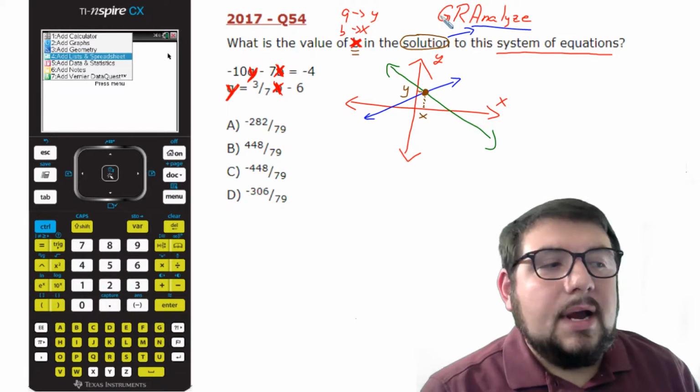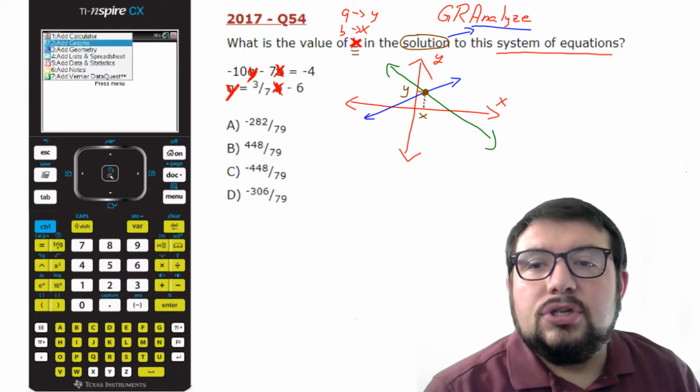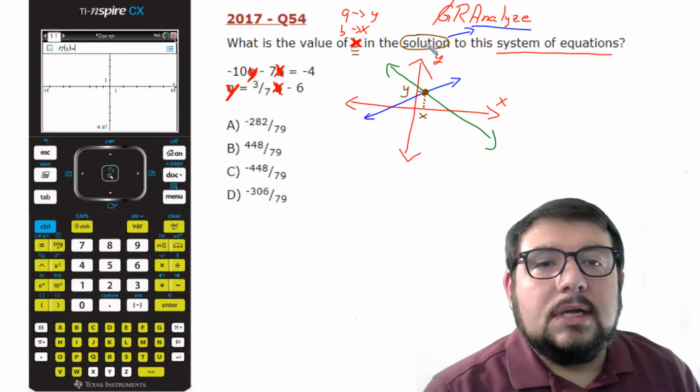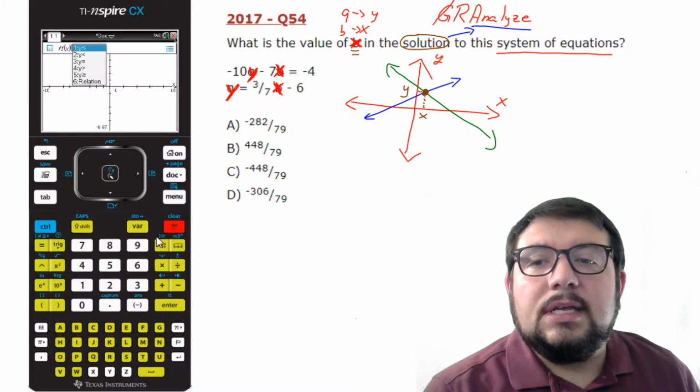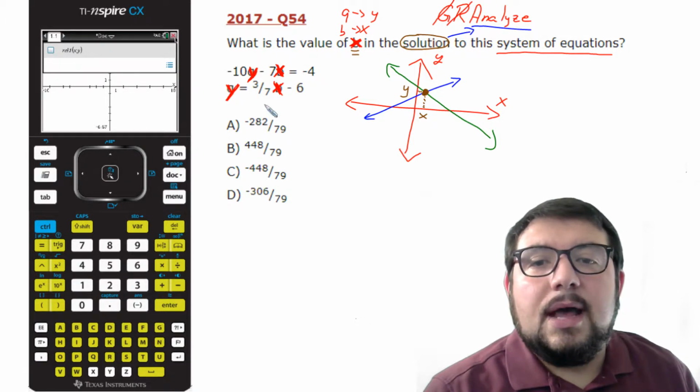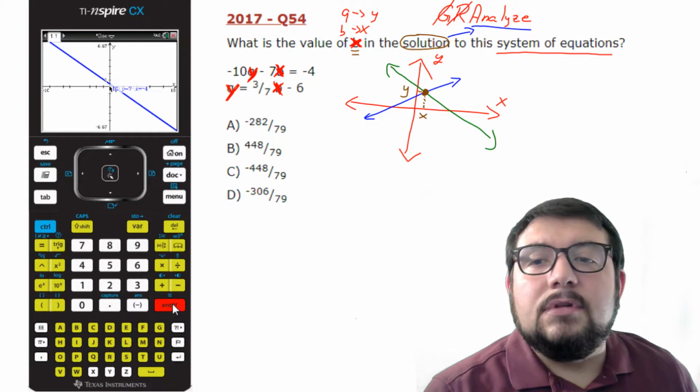The G in GRA stands for graph, so I'm going to go to number 2 for graph. Okay, so that's the G. The R is relation, so delete and put 6, and that's relation. Now I'm going to copy both of my equations in, so negative 10y minus 7x equals negative 4. And that will graph. I don't have to do anything great.